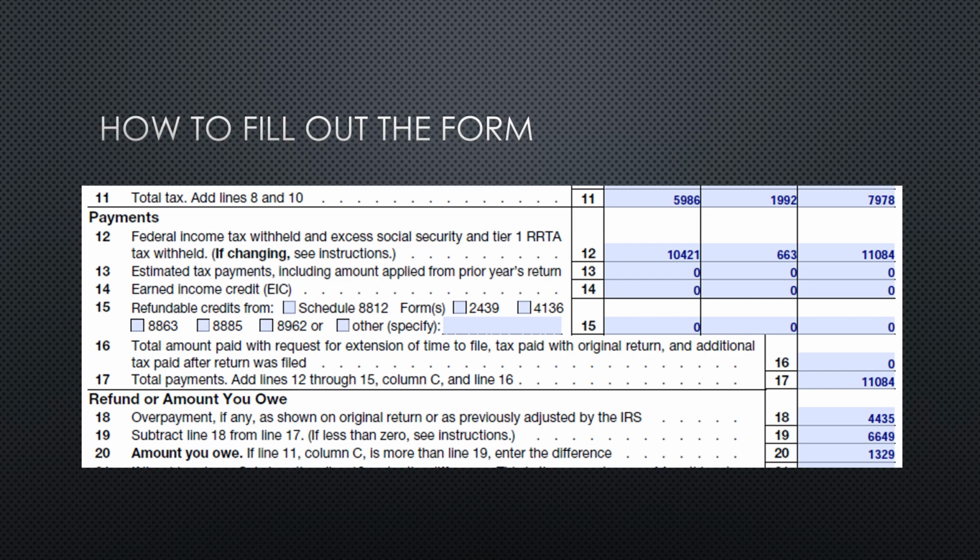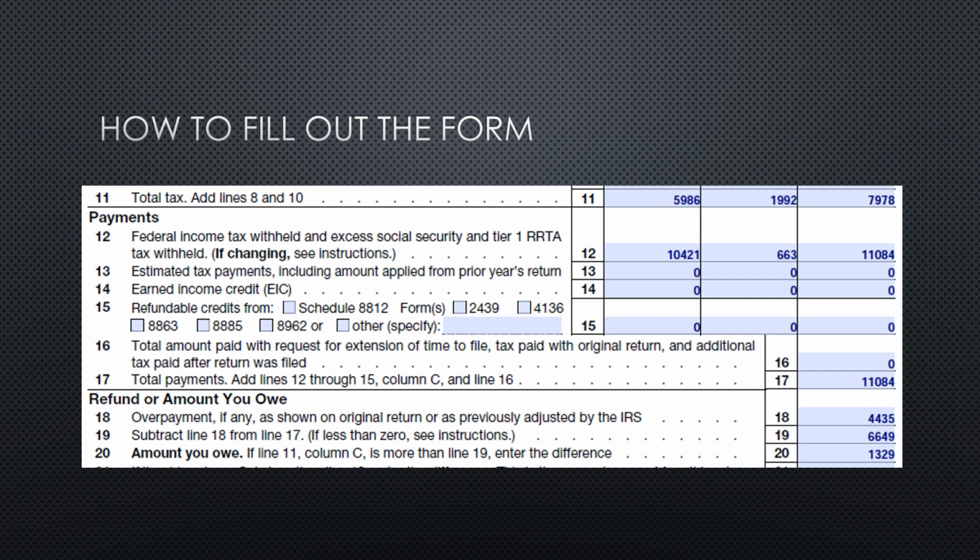However, in the previous tax returns, we show that we paid $10,421, but the total tax should have been $59.86. Therefore, we got a refund of $4,435. Well, obviously, that was not correct, so we gotta make some adjustments here.